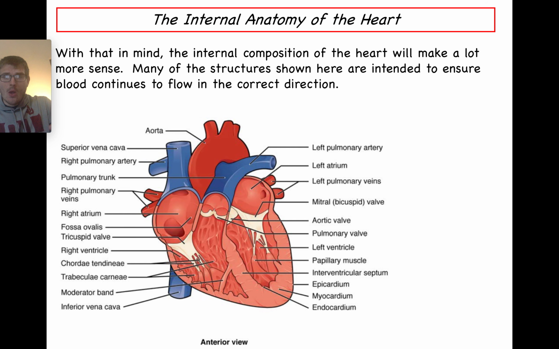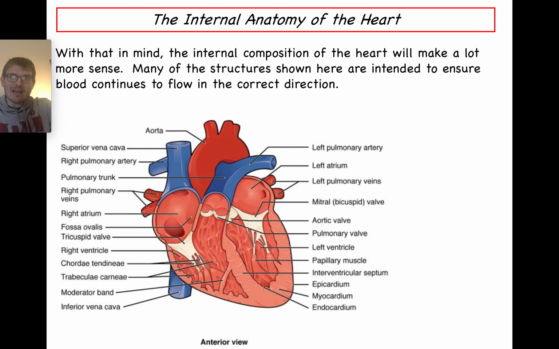So if we take another look at the internal anatomy of the heart, and we haven't really talked about a whole bunch of this outside of talking about the 4 different chambers of the heart, if we take a little bit of a closer inspection of this, I think a lot of what we're going to see here is going to make more sense now that we understand what all the pressure is about.